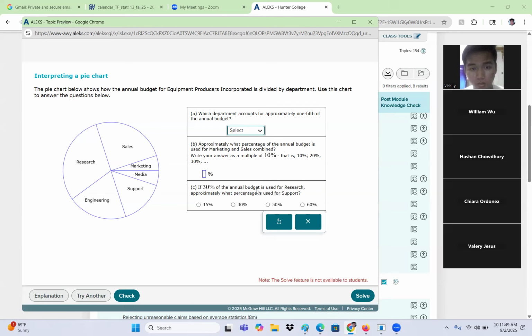If 30% of the annual budget is used for research, approximately what percentage is used for support? For research, 30%. For support should be 15%, something like that, right? Are we good? It should be really straightforward.